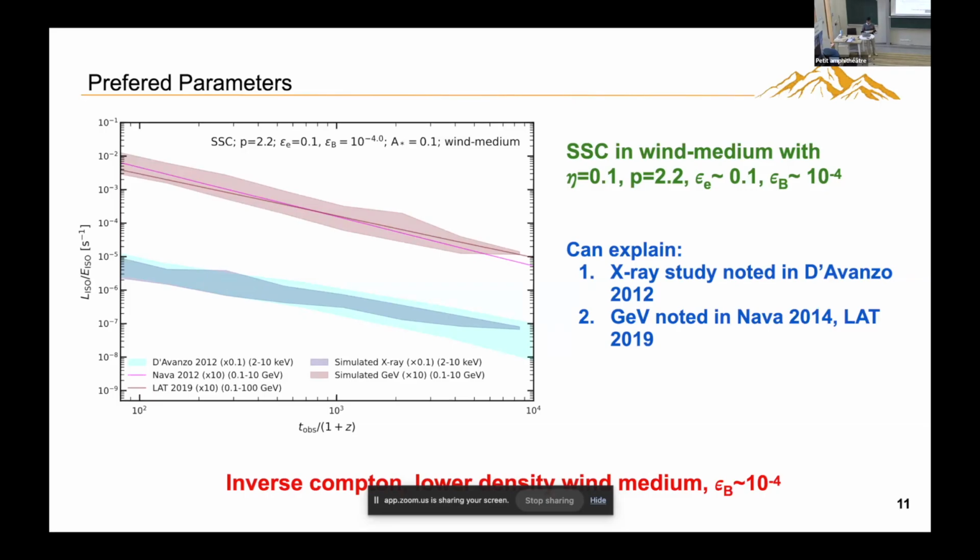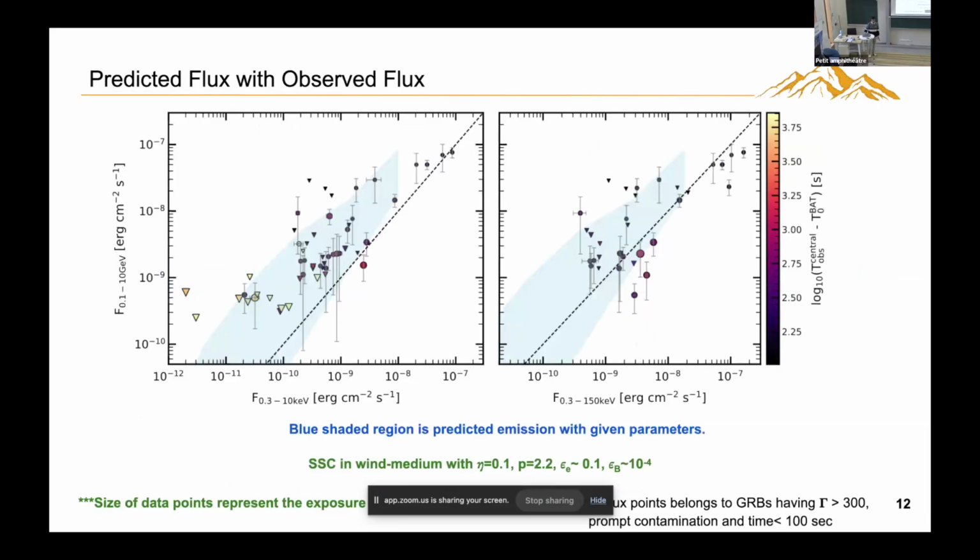Since we found these parameters, next we would like to check them against what we have observed. Here is again the same plot. The emission on the y-axis is the high energy, and on the x-axis we have the X-rays. The blue shaded region is the 1 sigma confidence, where you can clearly see that with a given set of parameters, we can explain both energy domains, for the most part.